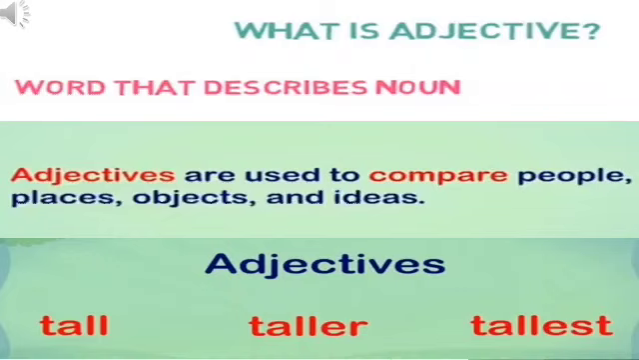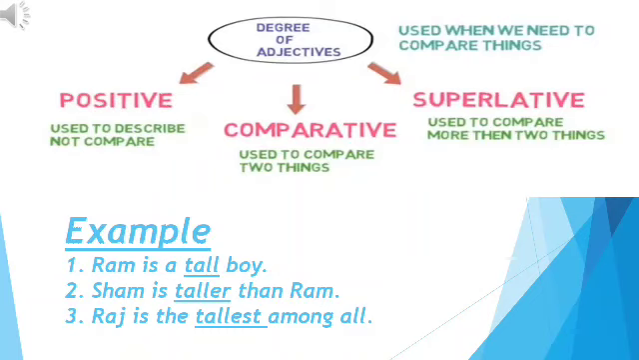For example, tall, taller, tallest. These three degrees of adjectives are used to compare different persons or things. There are three degrees of adjectives: positive, comparative, and superlative. Positive degree is used to describe, it is not used to compare. Comparative degree is used to compare two things or persons, etc. Superlative degree is used to compare more than two persons or things, etc.